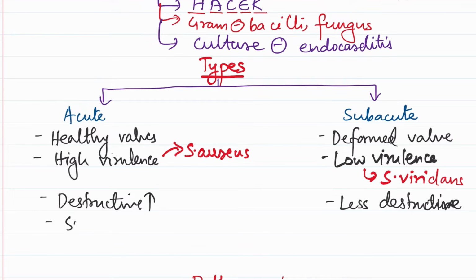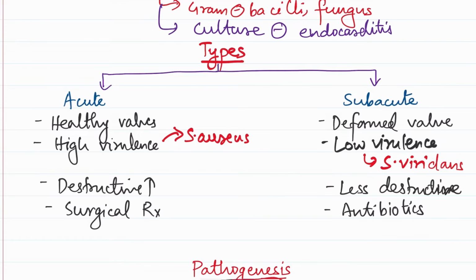Coming to the treatment, usually surgical repair or surgical valve replacement is required in an acute type, whereas in subacute type only antibiotics are required. Usually surgical management is not required. However, these classifications are vague and there might be overlap between the two forms. Most of the cases fall somewhere along the spectrum between these two forms. And finally, as we expect, the mortality is higher in the acute form compared to the subacute form.